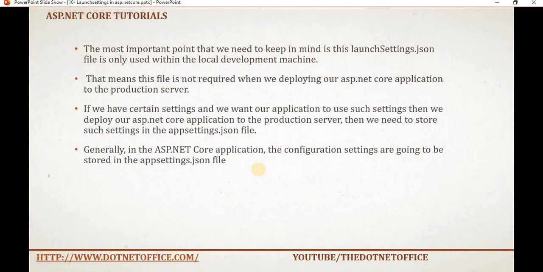So let's see what is the Launchsettings.json file. One important thing about this file is that whatever code is written under this Launchsettings.json file is only used within the local development machine. In the sense that once we deploy our application on the production server, this file is not required. Any code written inside it is not required.